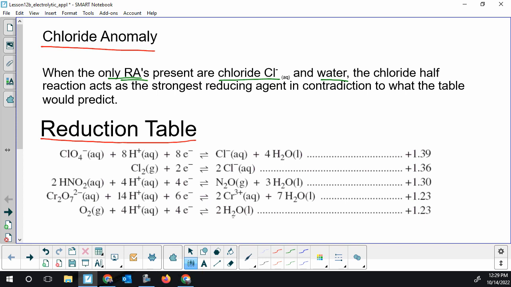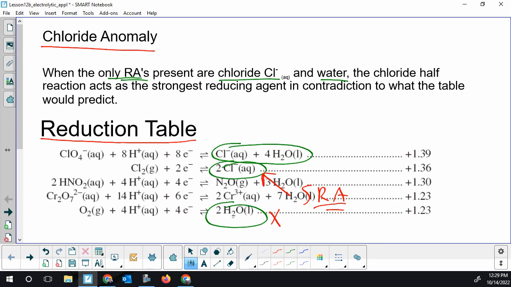So I've got a snippet of the reduction table. When we have water present, we have chloride, and then we have a third half reaction to consider, the chloride-water pairing. So when we have those three labeled RAs, our table would tell us water should be the best reducing agent, but it's not correct. There's an anomaly. You need to identify chloride as the strongest reducing agent, not the water.